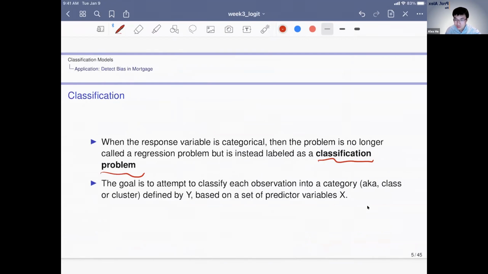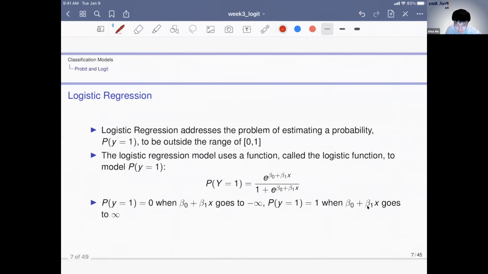Like last week, we were predicting the ROA, which is a continuous variable, but now the response variable is categorical, meaning that it takes either two categories or more. And then the goal is to classify each observation into one of the categories. Okay, so these are classification problems. And the most common way we do this is called logit. The idea of logit is actually quite simple.